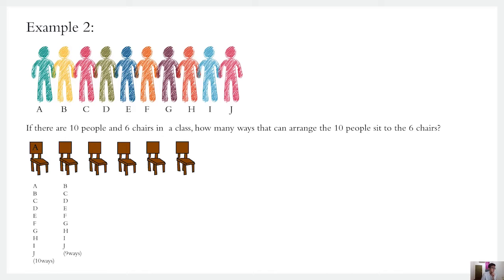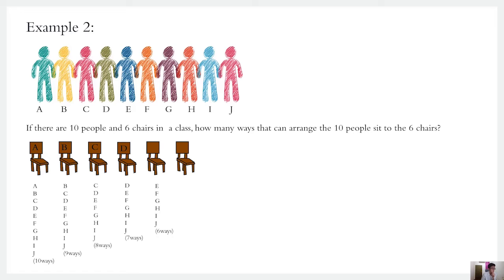For example, we arrange person B to sit in the second chair. Now we have 2 people already seated, so we have 8 people who haven't sat yet. So we have 8 ways to arrange the third chair. For example, we arrange person C in the third chair. So we move to the fourth chair. Now we have 3 people already seated and 7 people who haven't sat yet. So we have 7 ways to arrange the fourth chair. Let's say we arrange person D in the fourth chair.